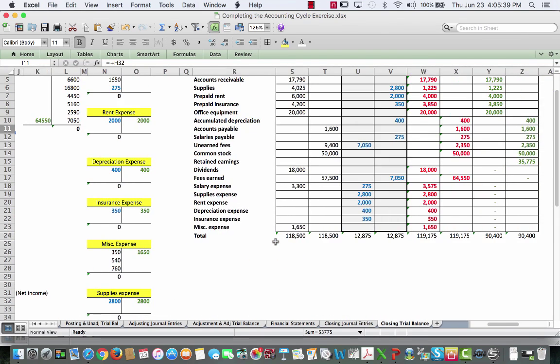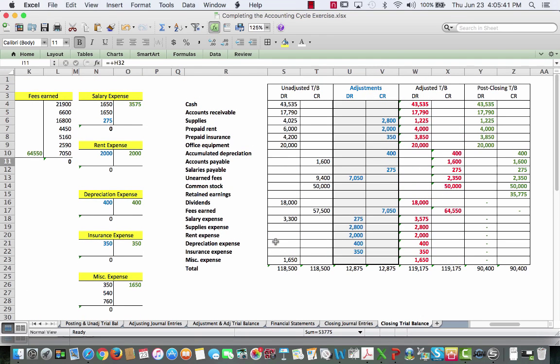Here we look at our 3rd trial balance, which is the post-closing trial balance. After closing out the accounts, you'll notice that the only accounts that have balances are the balance sheet accounts, from cash all the way to retained earnings. All your income statement accounts, dividend accounts, and expenses are all closed. And so that's kind of a general picture of the overall accounting cycle.